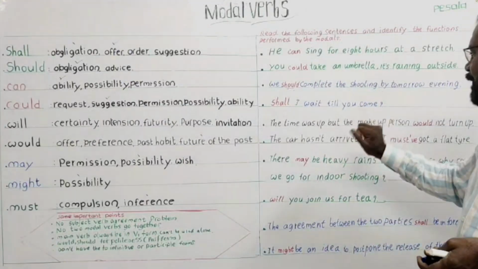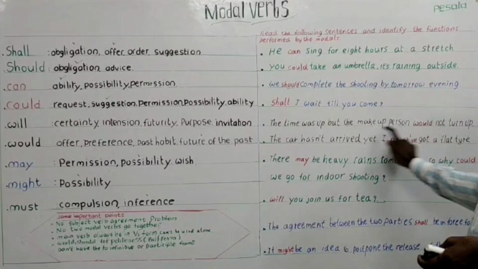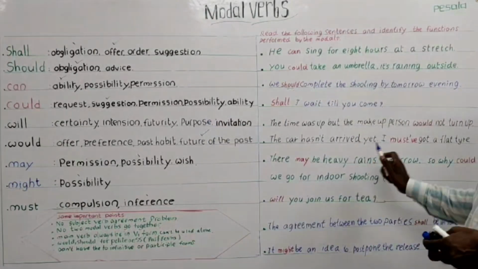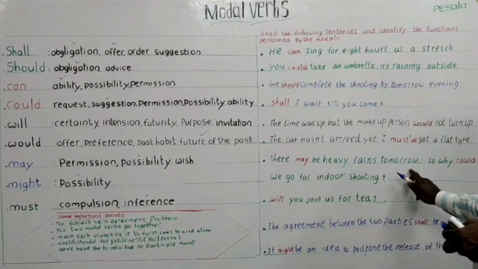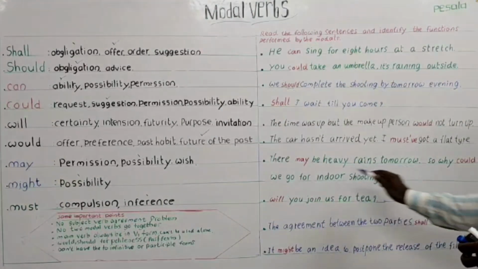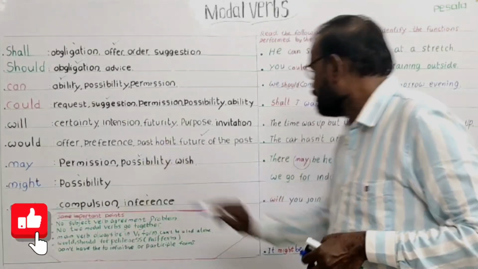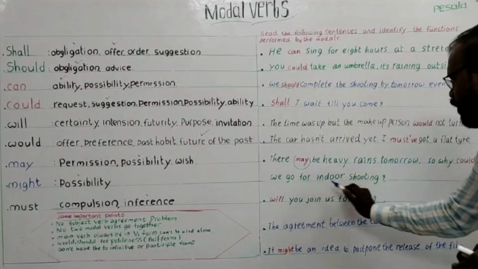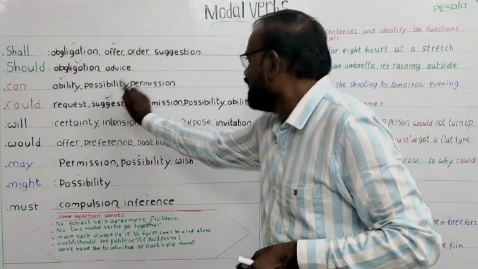And the time was up, but the makeup person would not turn up. Here would not shows the future of the past. And here, there may be heavy rains tomorrow. So why couldn't we go for indoor shooting? Here may shows the possibility in this sentence. And could shows here the suggestion.